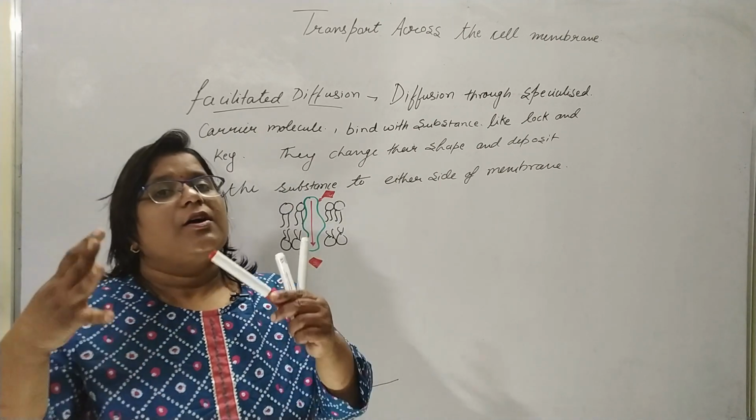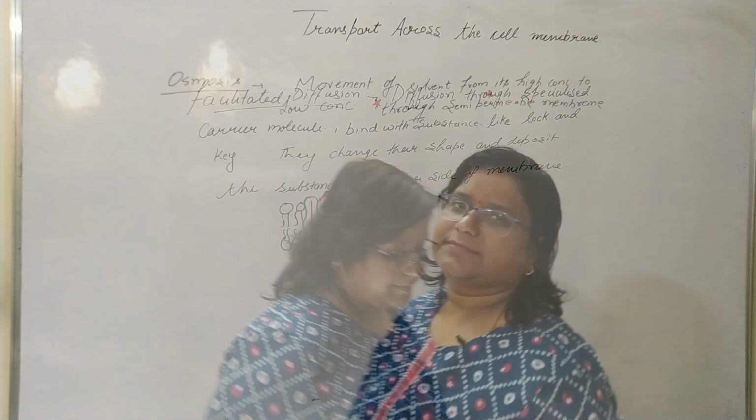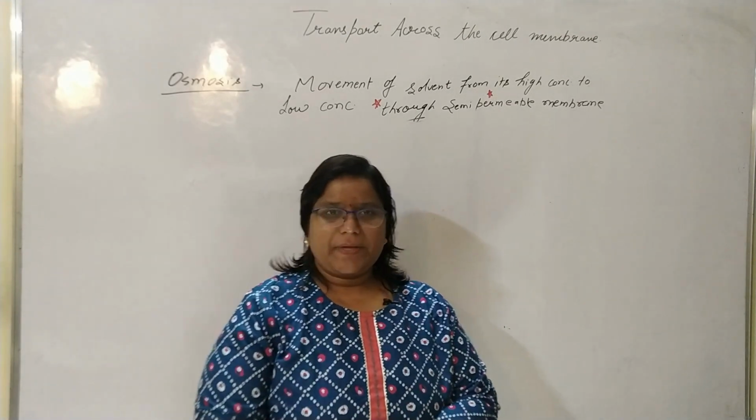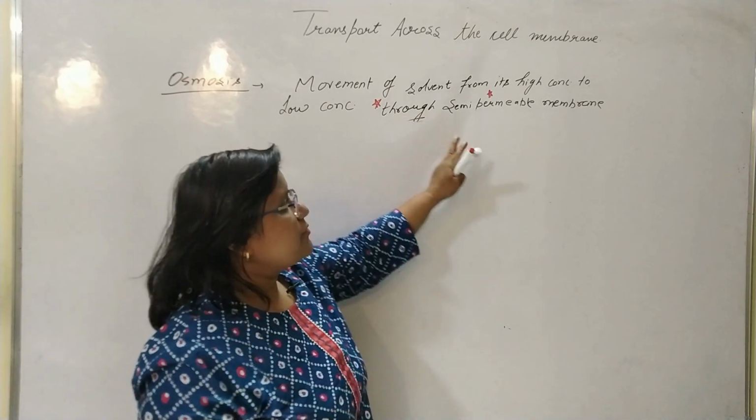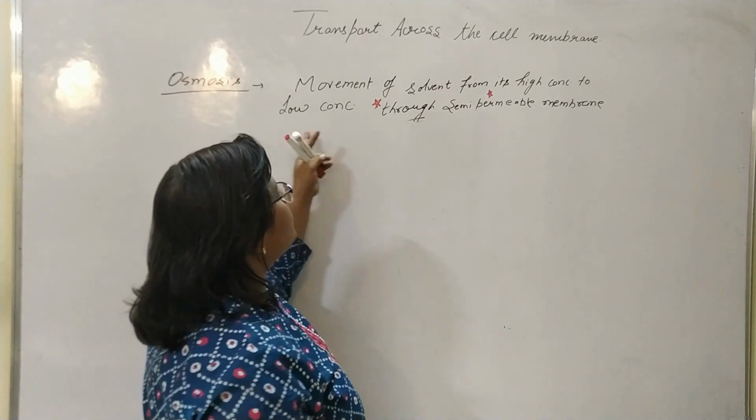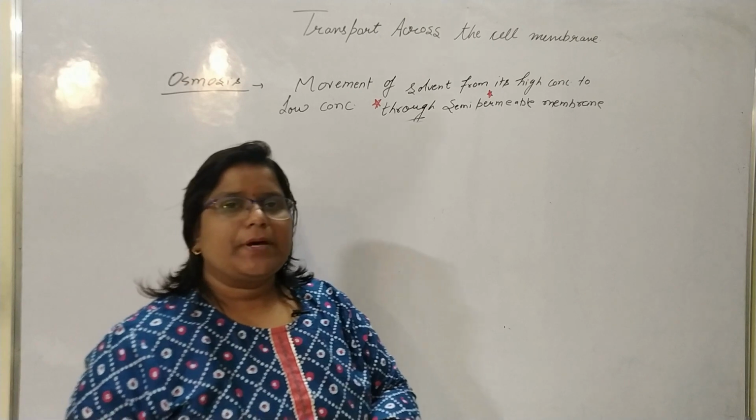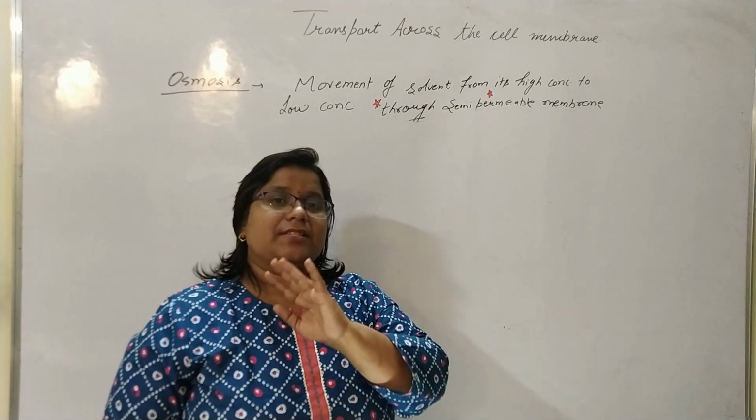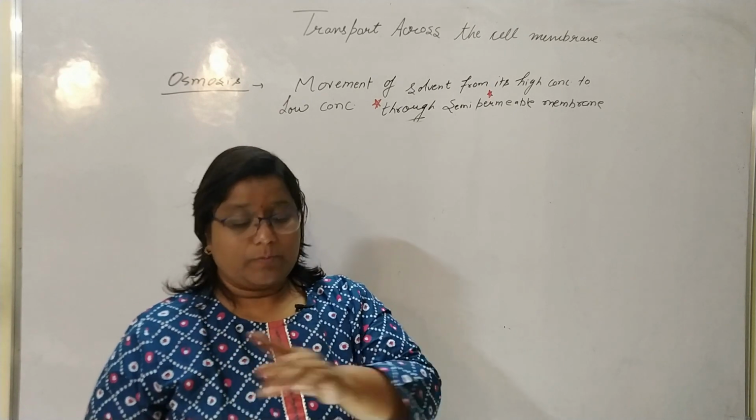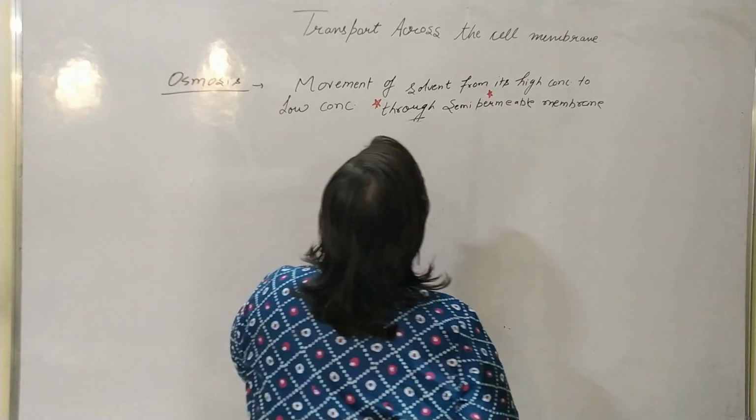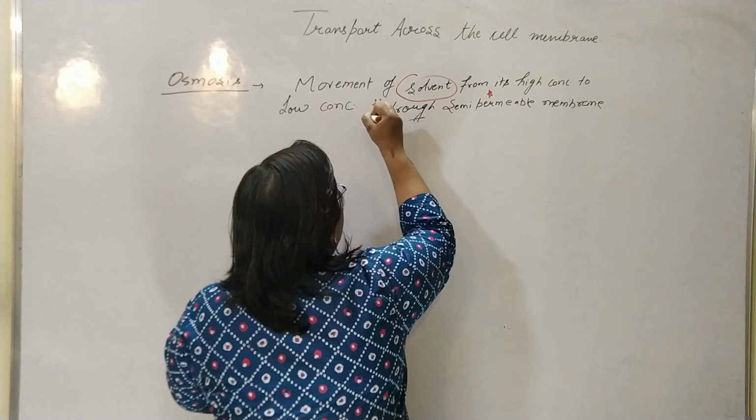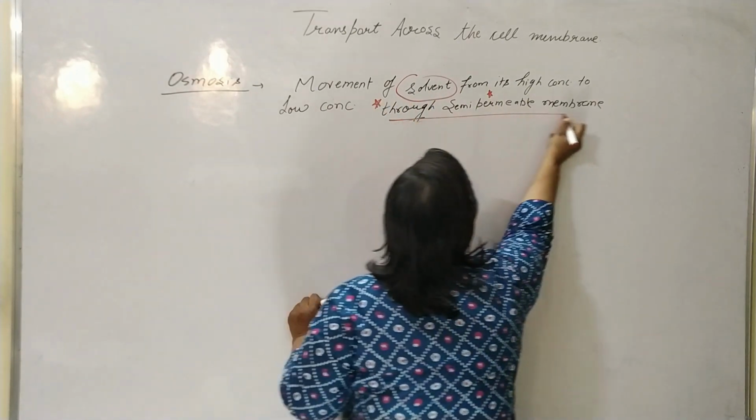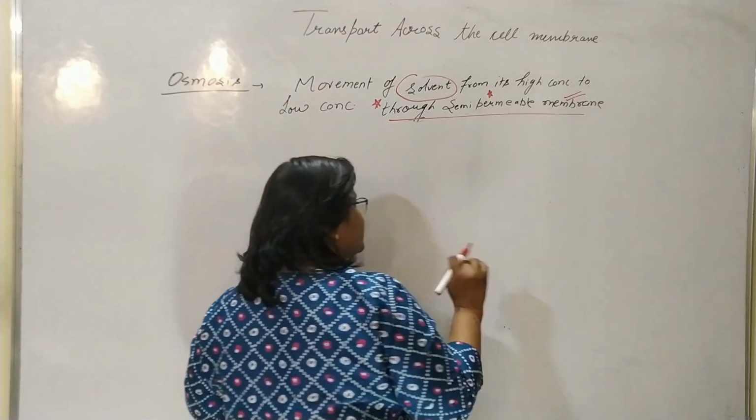Now come to osmosis. Osmosis means the movement of the solvent from its high concentration to the low concentration through the semi-permeable membrane. Okay, so here the main thing is that the solvent particles will move from the high concentration to the low concentration, but through the semi-permeable membrane, this word you must use.